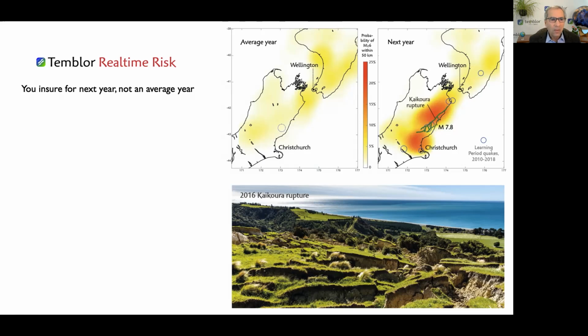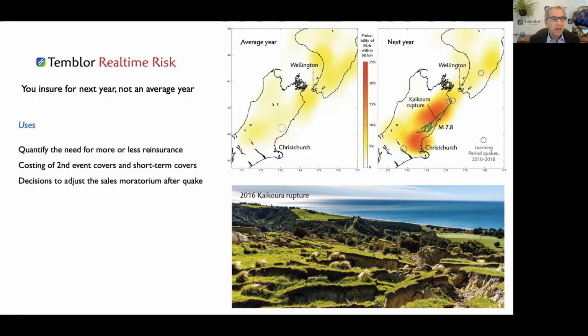Now, what are the uses of this? Well, once you understand that you're taking a higher or lower risk in one place than is the long-term average, you can prepare for that. Second event covers, short-term covers. You can shorten or lengthen a moratorium. And you can decide if you need more or less reinsurance. And what you know and the reinsurer doesn't know, or vice versa, matters in that negotiation.